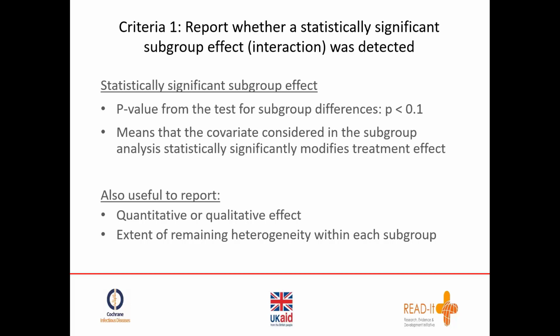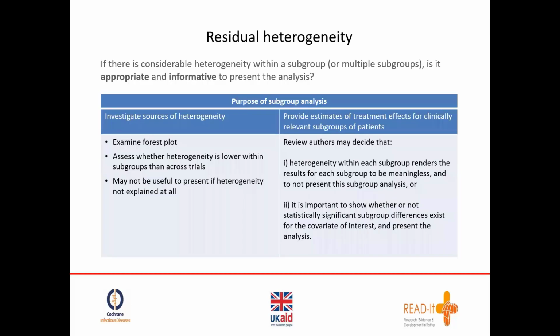It is also useful to report the extent of remaining heterogeneity after the subgroup analysis has been done. If the heterogeneity has been explained completely and there's no heterogeneity remaining in each subgroup, then that's great. The subgroup analysis has explained what's causing the heterogeneity, and you can draw valid conclusions for each subgroup. If there is still considerable heterogeneity within a subgroup, then the next slide gives some suggestions on what you might want to do.